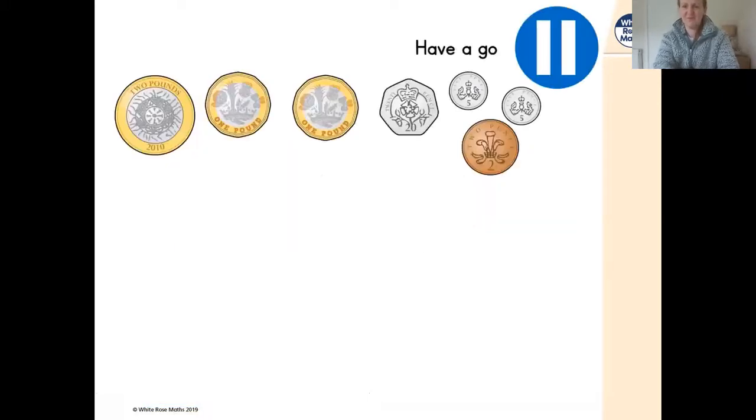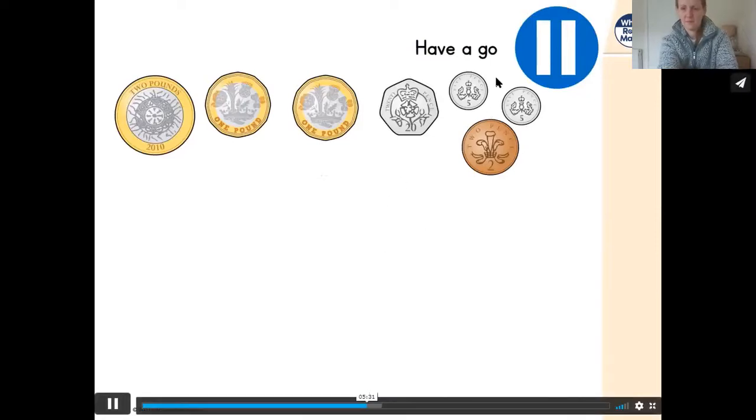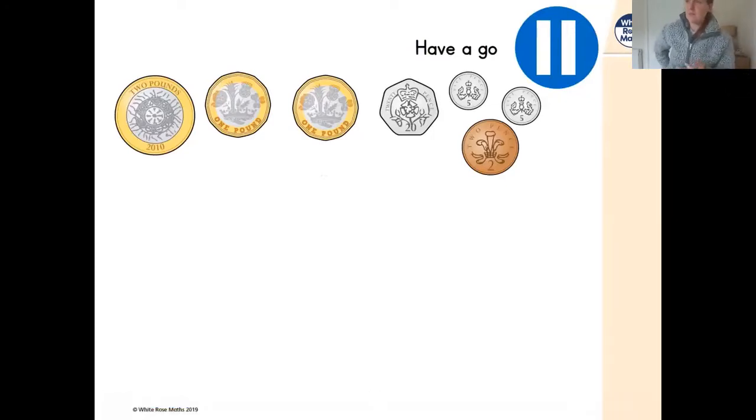Here we've got an amount of money. Pause the video and note down how much money we've got. Okay, so here we go. The White Rose scheme of work has worksheets, but we do our own worksheets or our own activities. So have a look at this amount of money.